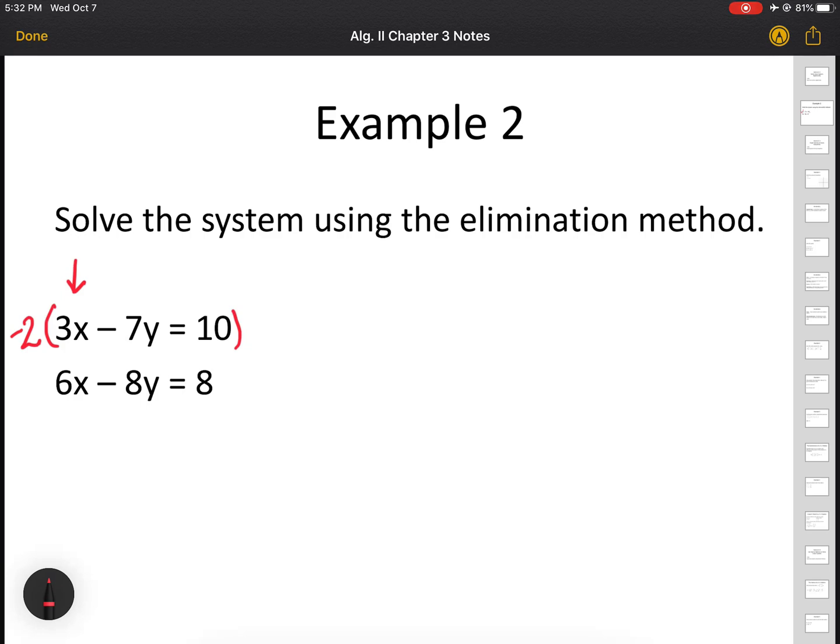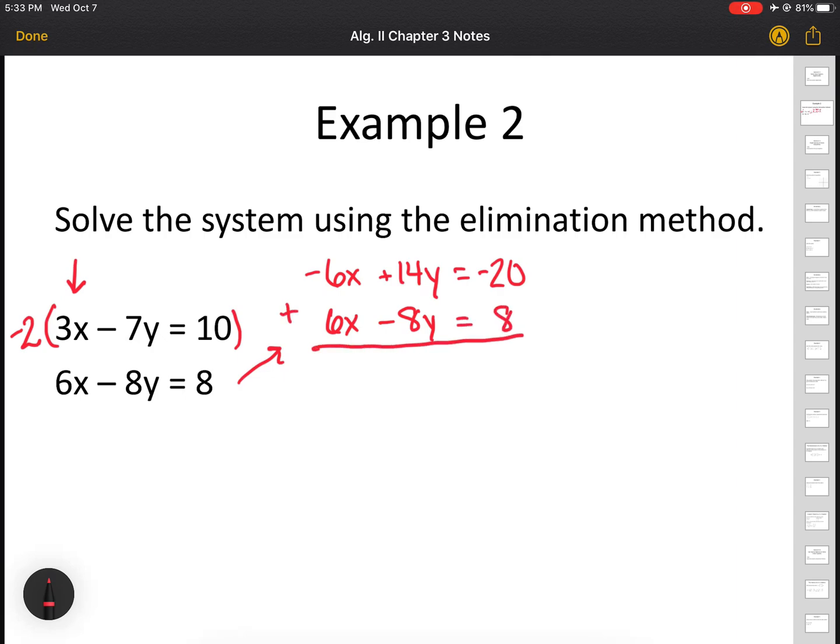So if I multiply that top linear equation by -2, I get -6x and then 14y because two negatives make a positive, and then after the equal sign, -20. Make sure to multiply on both sides of the equal sign by the whole thing. Now I'm just going to rewrite my second linear equation underneath, and I'm going to add them together. -6 plus 6, that's 0. That's what we wanted. We eliminated one of the variables. In this case, that was x.